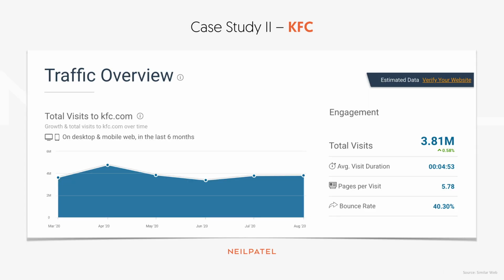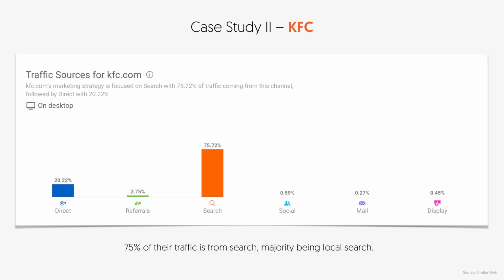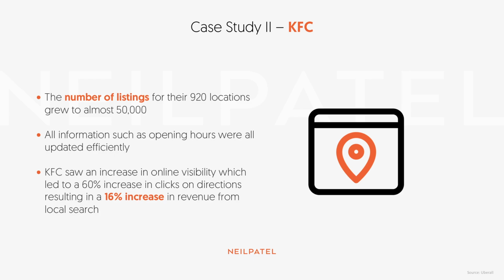This is case study number 2. They're getting a lot of traffic, and as you can see, it's mainly coming from search, right? 75% of their traffic is search, according to Similar, which is huge. And the number of listings for their 920 locations grew to almost 50,000. All the information such as opening hours were all updated efficiently, and KFC saw an increase in online visibility, which led to a 60% increase in clicks on directions, resulting in a 16% increase in revenue from local search.